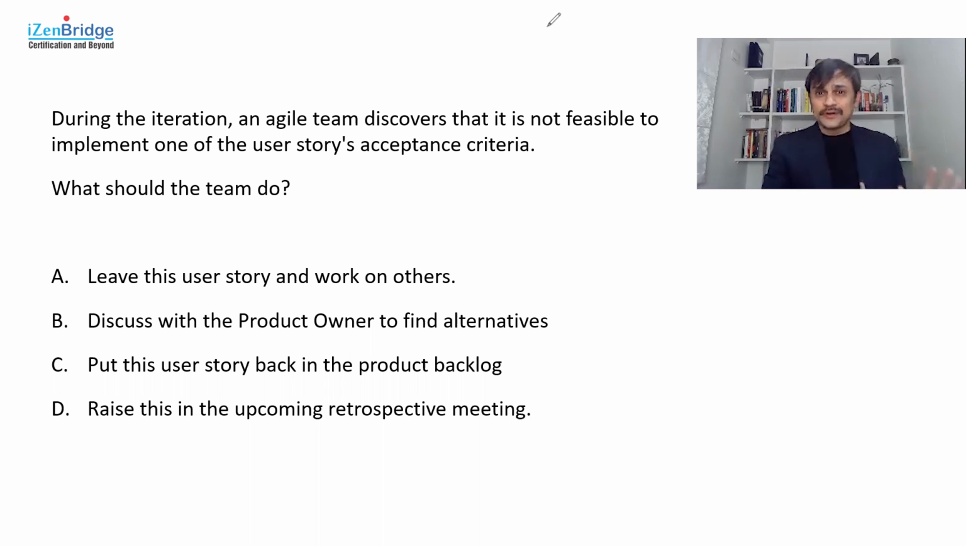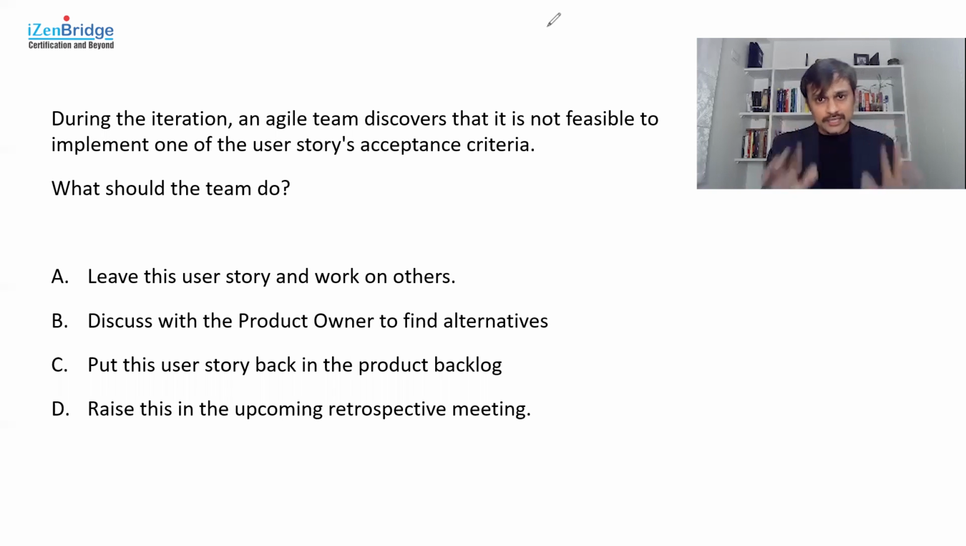Put the story back in the product backlog. You are working on things, something seems to be troubling. Maybe mark it not done or something and put it back into the product backlog. Say, yeah, we are moving it back. Later on, we will discuss what do we do about it. As of now, we are removing it. Raise this in the upcoming retrospective meeting.